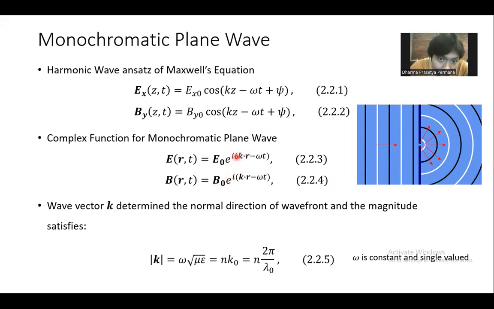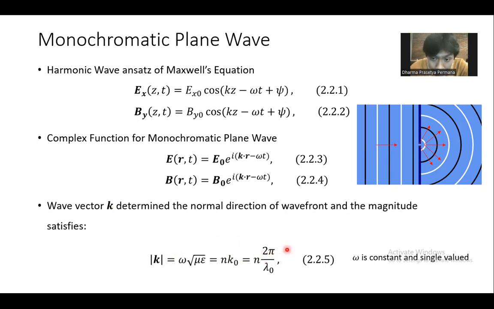Here the variable k is the wave vector, which determines the normal direction of the wavefront itself. The direction of the wave vector is perpendicular to the wavefront, such as these red arrows. On the other hand, if we have spherical waves like this, the wavefront is shaped circularly, or spherically in general. The wave vector points in the radial direction, because the radial direction is perpendicular to the circumference of the circle, right? The magnitude of the wave vector, as defined in the previous discussion, equals the wave number 2 pi divided by lambda 0.